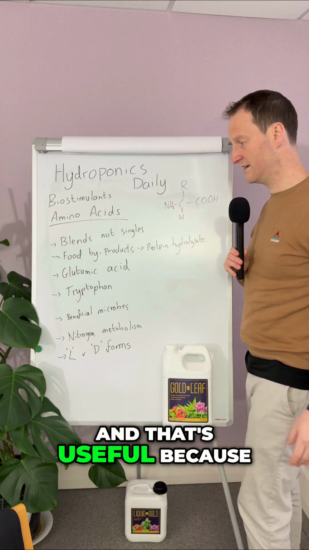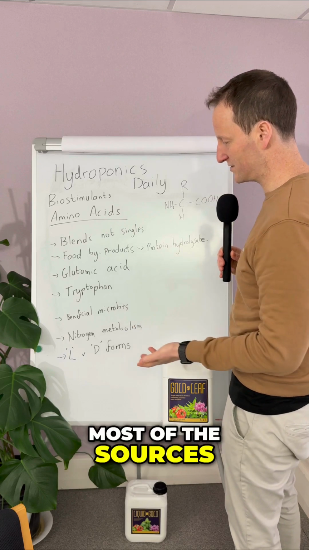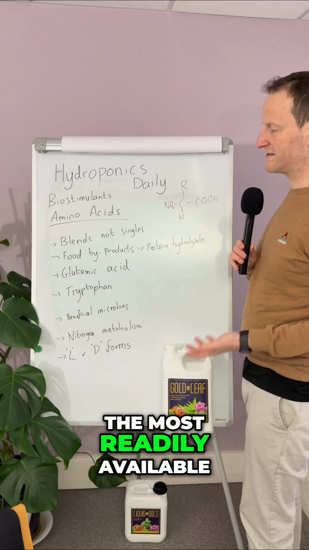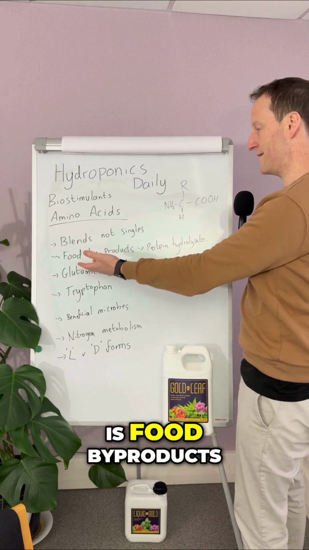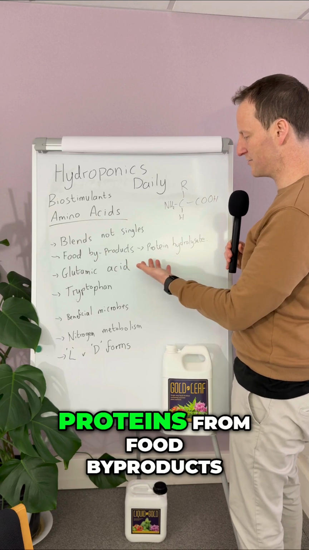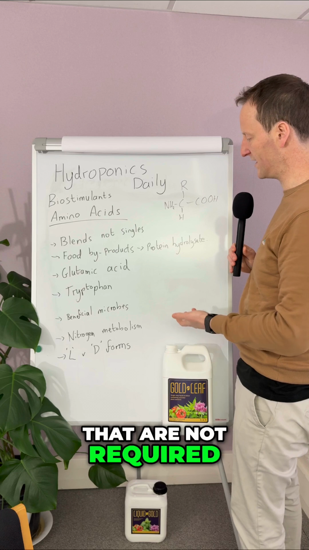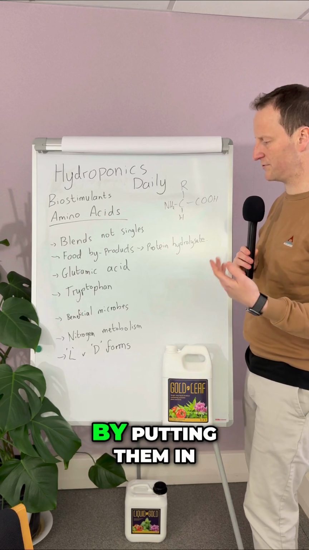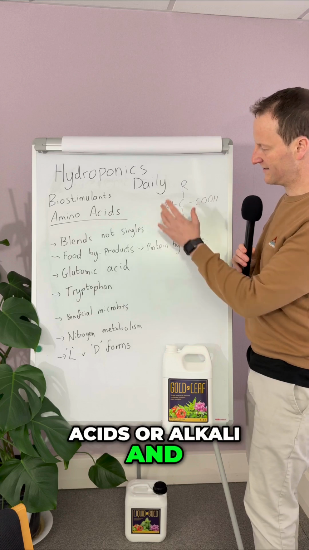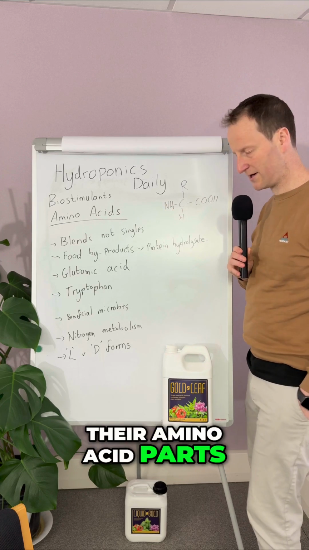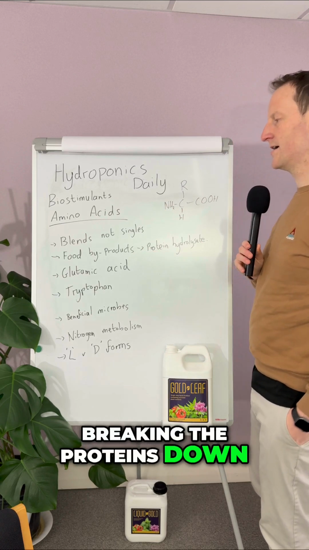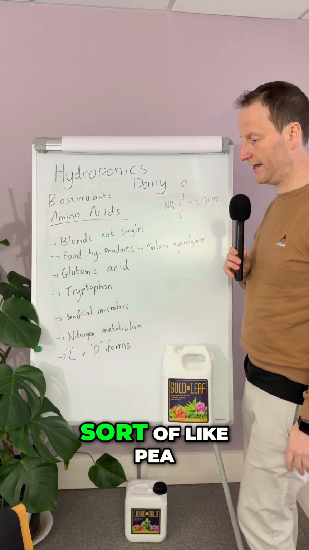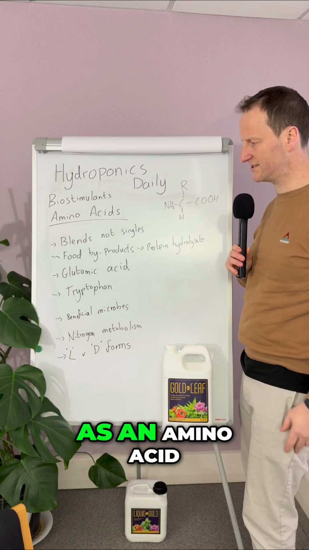And that's useful because most of the sources of amino acids are blends. So the most readily available source of amino acids is food byproducts, and you can get proteins from food byproducts that are not required, and you hydrolyze them by putting them in acids or alkali and breaking them down into their amino acid parts, breaking the proteins down. The opposite of what a plant will do when it builds up proteins. So that might be something like pea protein.